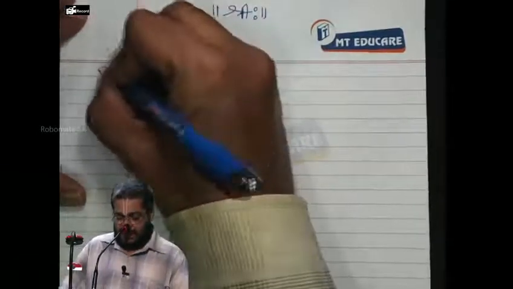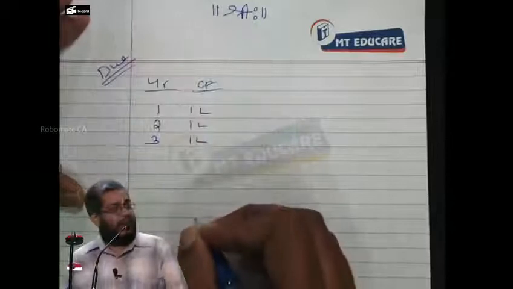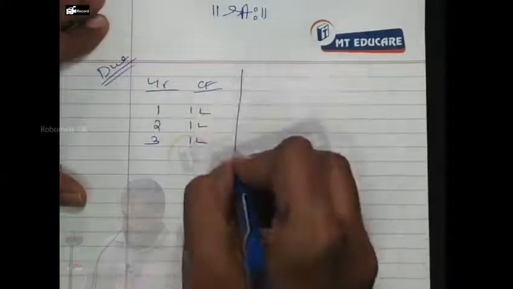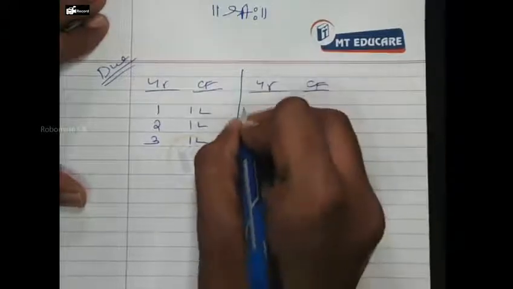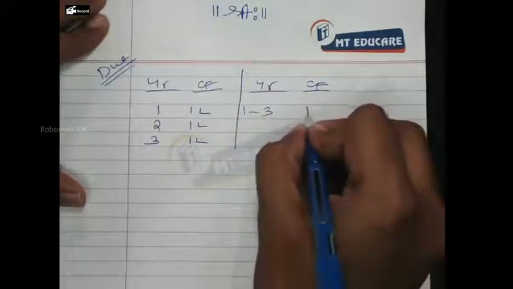We can even call it annuity due. How we write it in a shortened format is, I write year and cash flow. Simply 1 to 3 years, the cash flow is 1 lakh. This is called annuity due.